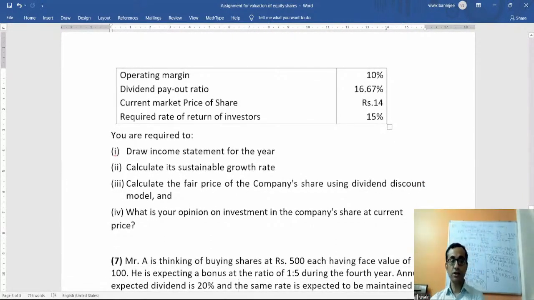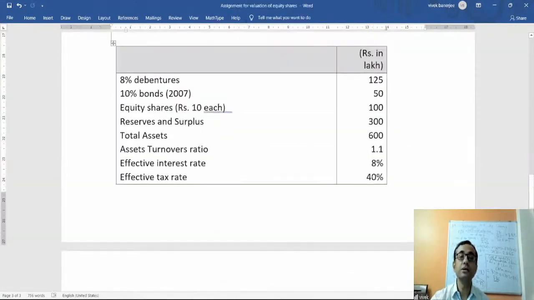First of all, you are required to draw income statement. You have to calculate the income statement. Then you have to calculate the growth rate. Then you have to calculate the present value, that is the fair price of the company. And then you have to give your opinion whether to purchase the shares of that particular company or not. So how will you proceed? First, you have to calculate the income statement.